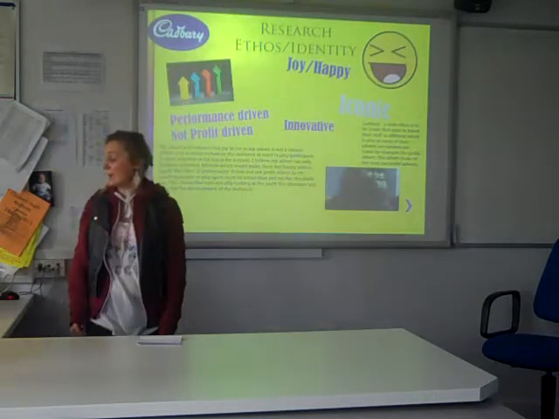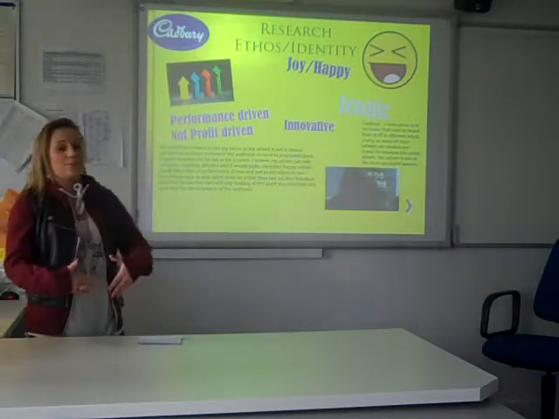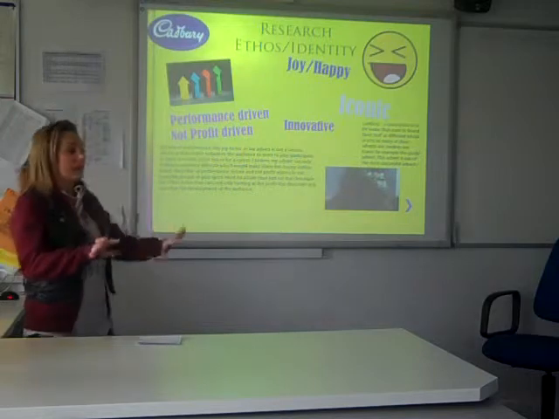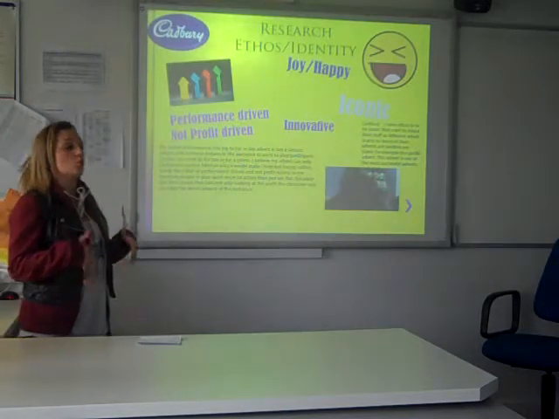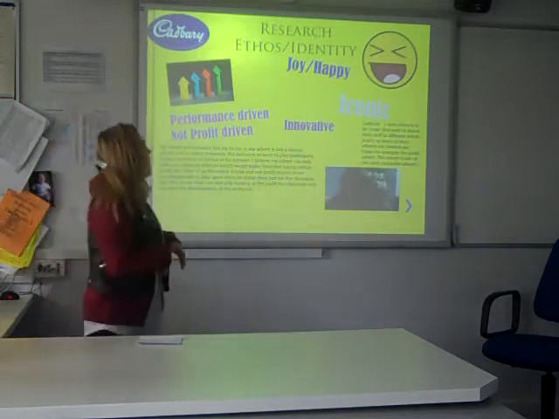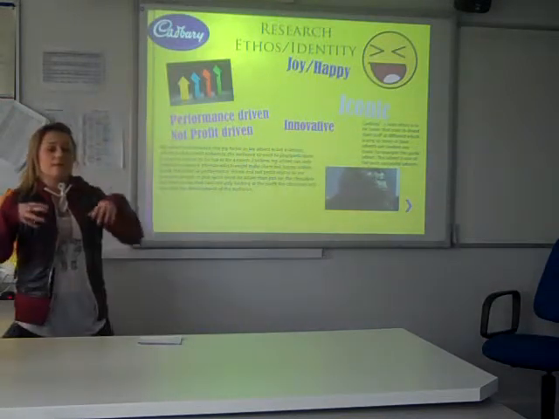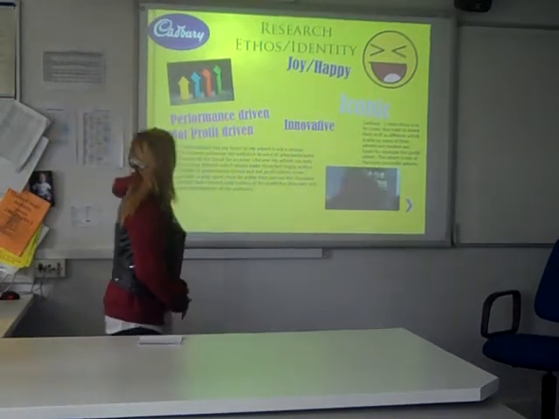So, the ethos and identity. After looking at the ethos and identity, Cadbury have these five main aspects: joy and happy. That's what they want to portray in all their adverts and all their chocolates. When you eat a chocolate, you're happy. Iconic. They want their adverts to seem different. Innovative.